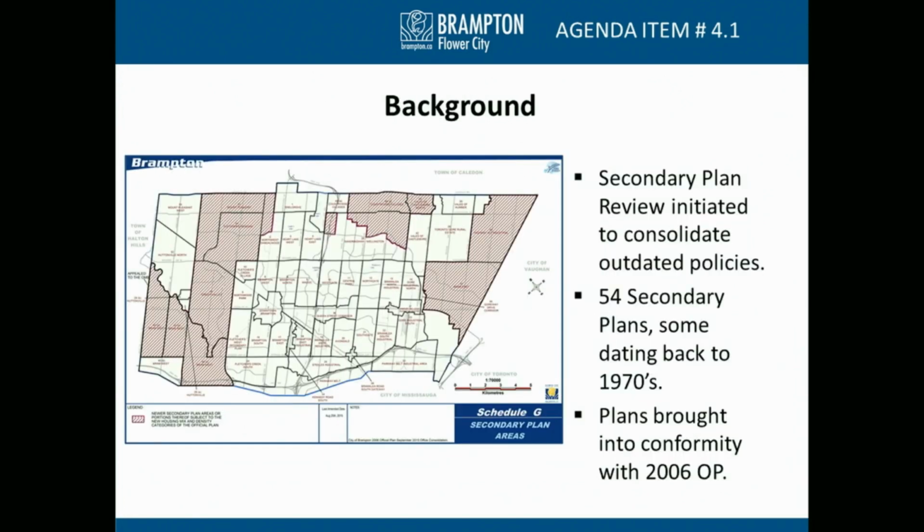Just to provide a little bit of background information, the secondary plan review was initiated to consolidate some of the older secondary plans, to update some of the policies and the existing mapping. Previously, we had 54 secondary plans, some of them dating back to the 1970s. The purpose of the review was to bring those plans into conformity with the 2006 official plan.